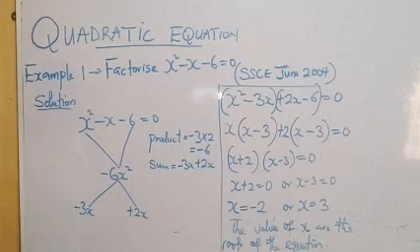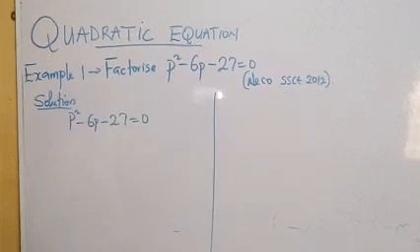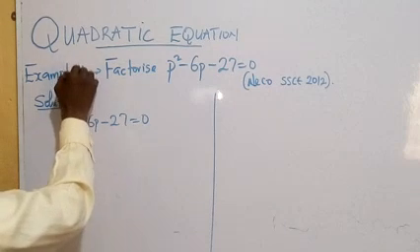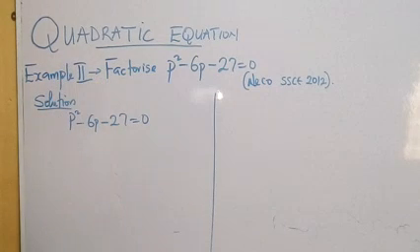All right, let's treat another example, example 2. Factorize p squared minus 6p minus 27 equals 0. All right, we apply the same method.